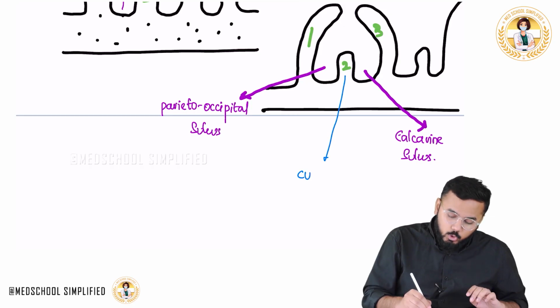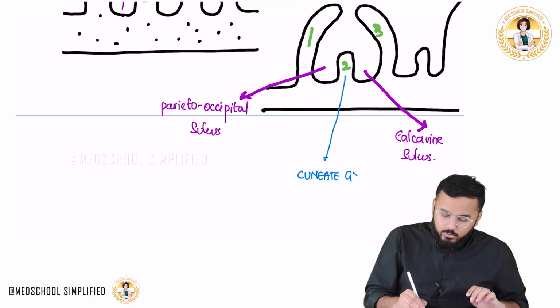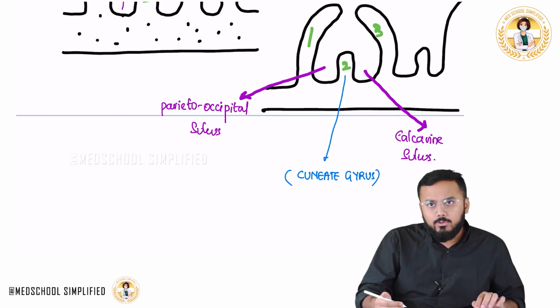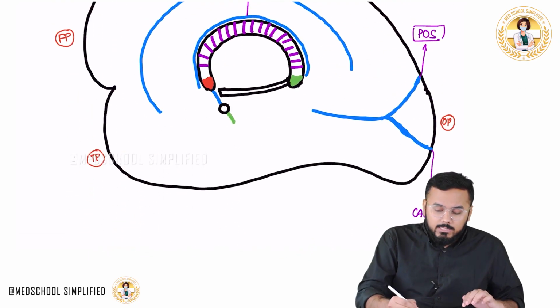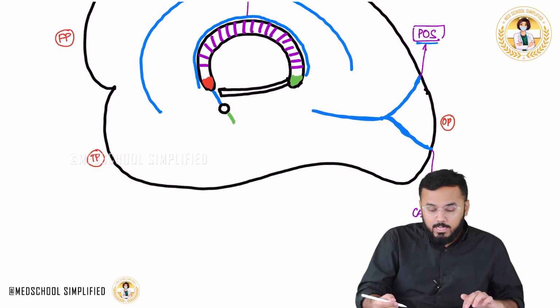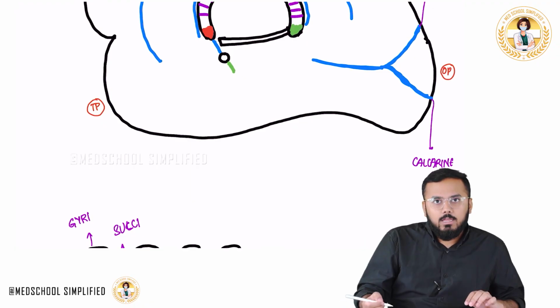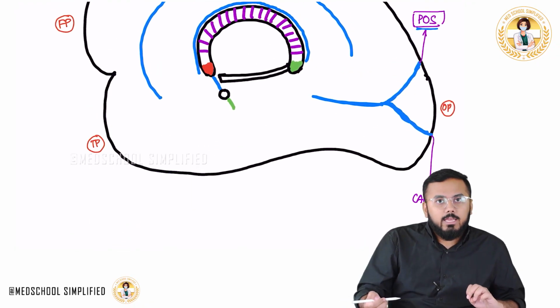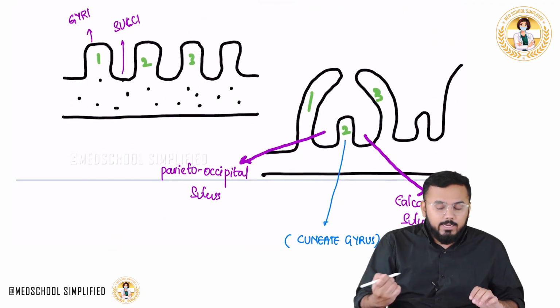What gyrus is it? Cuneate gyrus. This is called cuneate gyrus. Now what I am trying to tell you is that here you can see the parieto-occipital sulcus. Here you can see the calcarine sulcus. But where is the cuneate gyrus? Can you see a cuneate gyrus here? No. So cuneate gyrus is here.